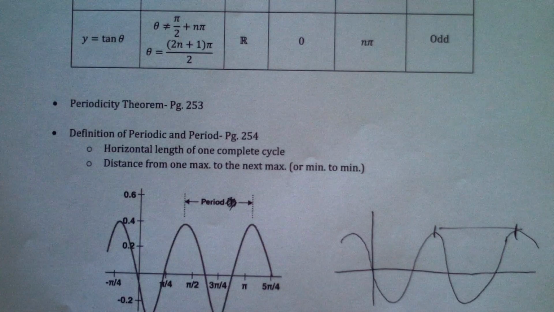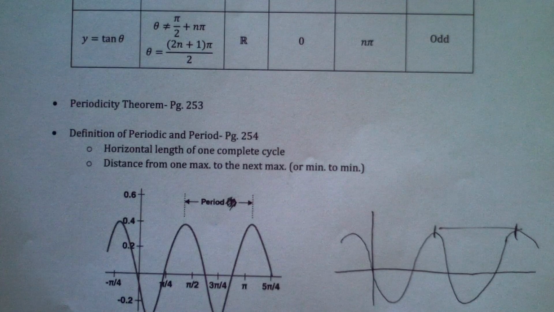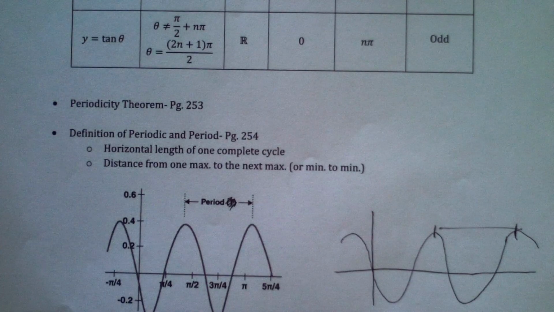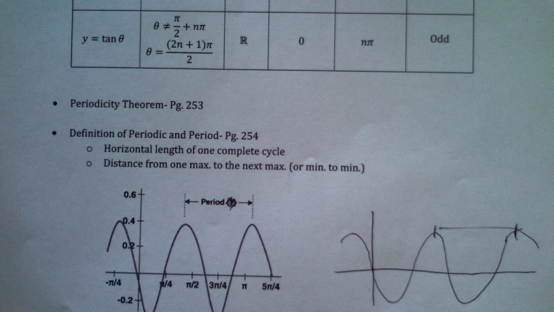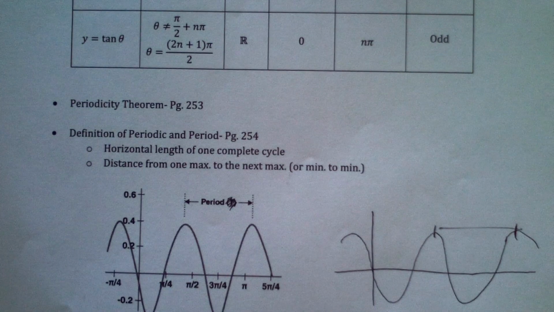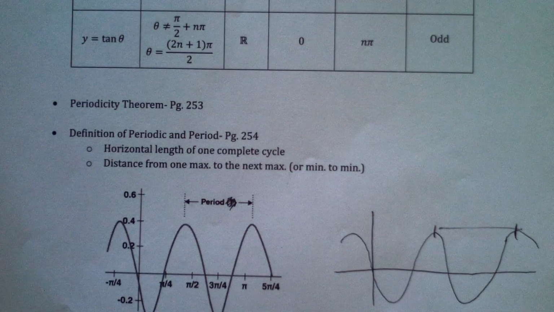Range then is all real numbers, because you can go up and down forever with those numbers. Y-intercept's always going to be 0. X-intercepts are always going to hit at the spots where it's multiples of pi, so like 1 pi, 2 pi, negative 3 pi, that kind of thing. And then our graph is going to end up being an odd function.